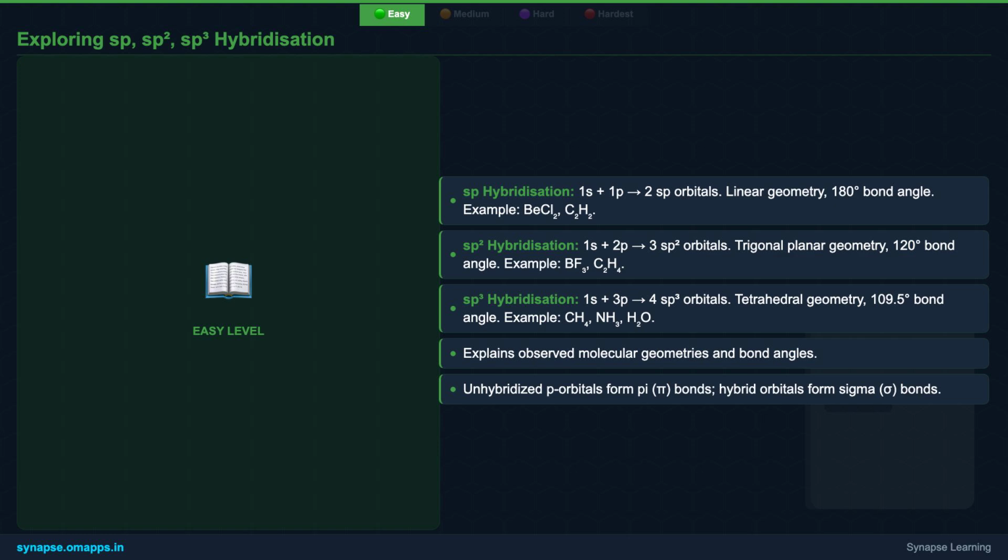In sp hybridization, one s and one p orbital mix, giving 2 sp orbitals arranged linearly at 180 degrees, like in BeCl2. sp² involves 1 s and 2 p orbitals, forming 3 sp² orbitals in a trigonal planar shape at 120 degrees, as seen in BF3. Finally, sp³ mixes 1 s and 3 p orbitals, yielding 4 sp³ orbitals in a tetrahedral arrangement at 109.5 degrees, exemplified by methane. These specific arrangements give molecules their unique and stable structures.